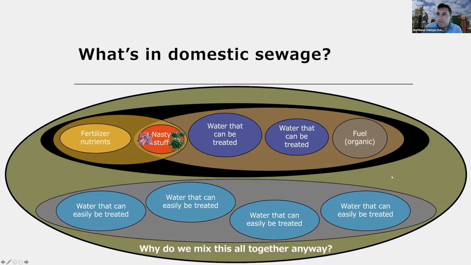And it also brings up the question, why do we mix all this stuff together anyway? Because if it's easier to treat when it's separately collected, then perhaps there can be alternative designs to manage wastewater in a household that can be more sustainable and can separate out some of these cleaner wastewaters that can be more easily treated and reused on site.